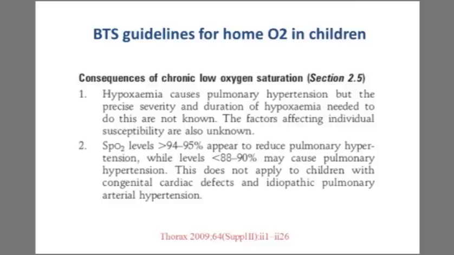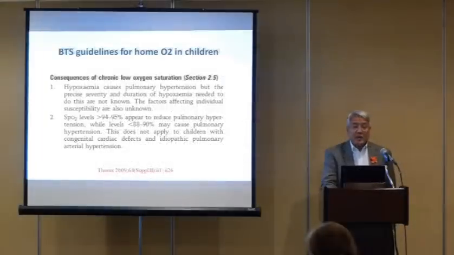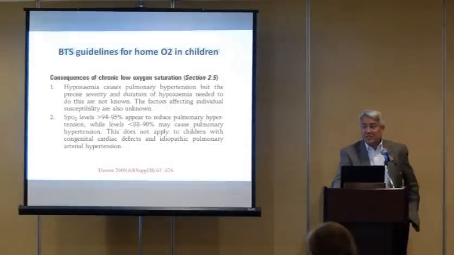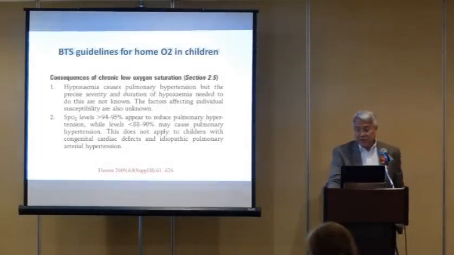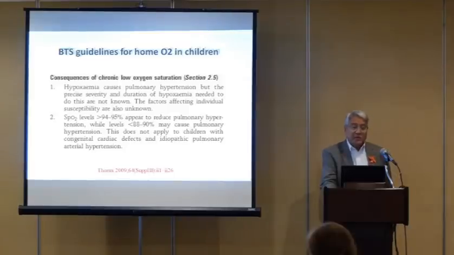So hypoxemia causes pulmonary hypertension, but the precise severity and duration of hypoxemia needed to do this are not known. The factors affecting individual susceptibilities are also unknown. And this is the BTS statement that saturations greater than 94 to 95% appear to reduce pulmonary hypertension, while levels less than 88 to 90% may cause pulmonary hypertension. And this doesn't apply to patients with congenital heart disease or idiopathic pulmonary hypertension.